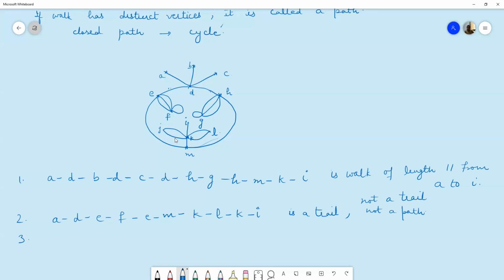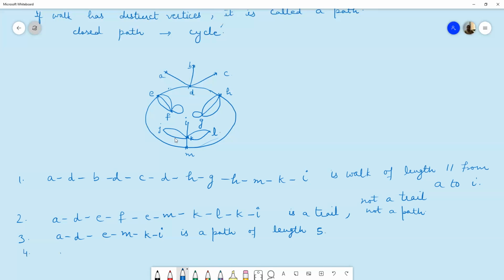Now we define this A, D, E, M, K, I. Then this will be a path: A to D, D to E, E to M, M to K, then to I. So this walk contains distinct edges as well as distinct vertices. So this is a path of length 5 joining A to I.